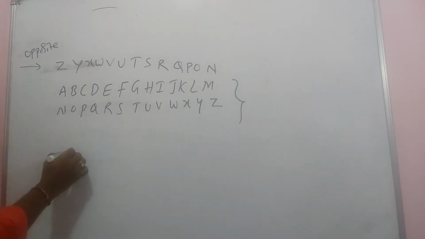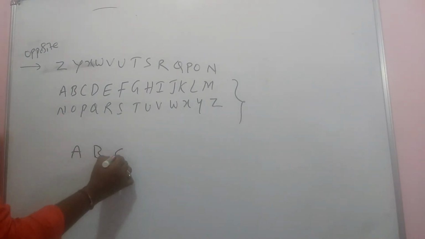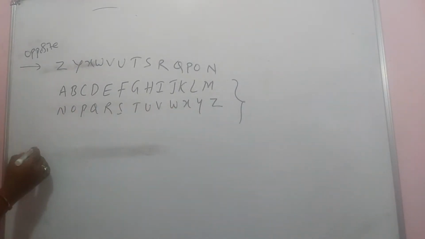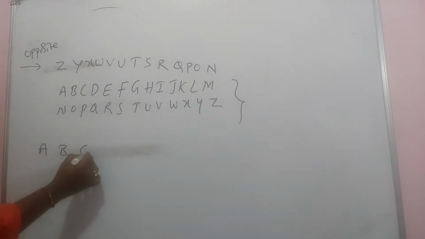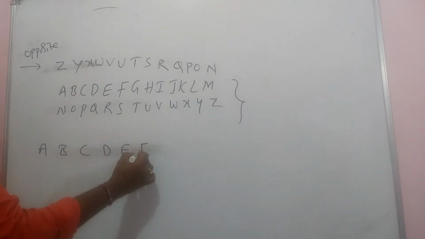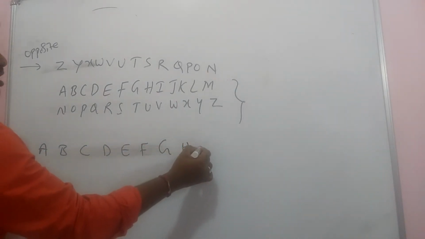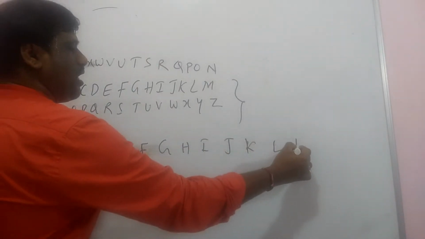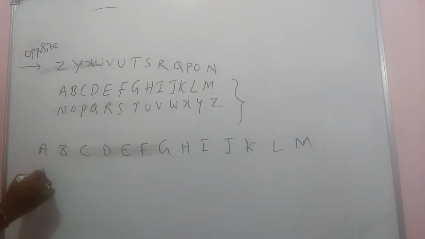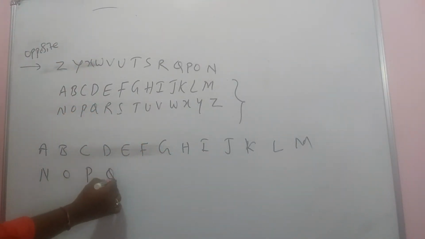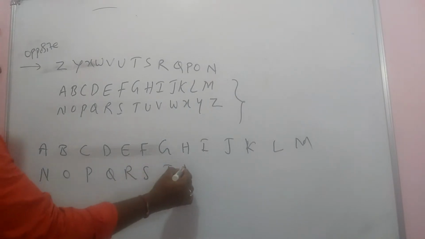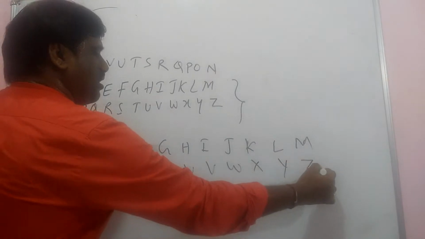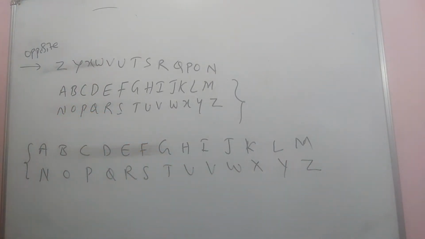I'll write once again clearly so you will understand. A, B, C, D, E, F, G, H, I, J, K, L, M. Suppose you write N, O, P, Q, R, S, T, U, V, W, X, Y, Z. These are always corresponding letters.